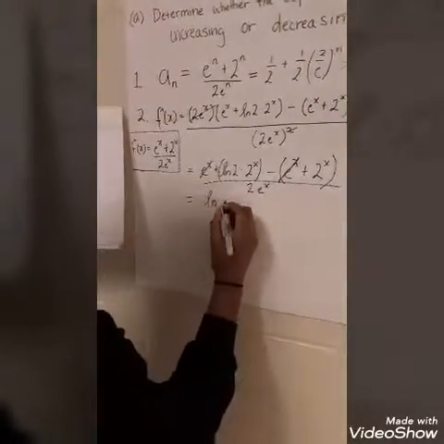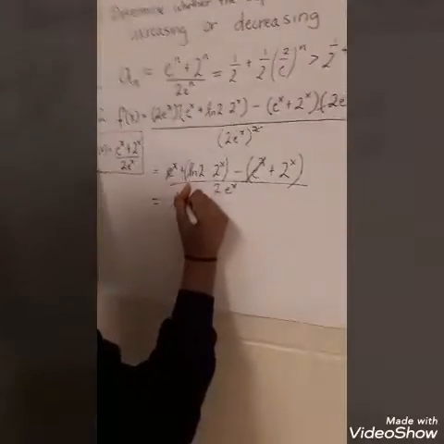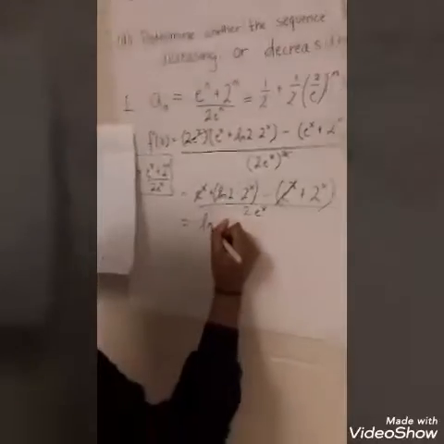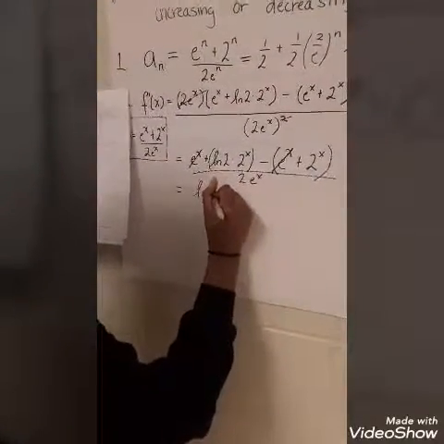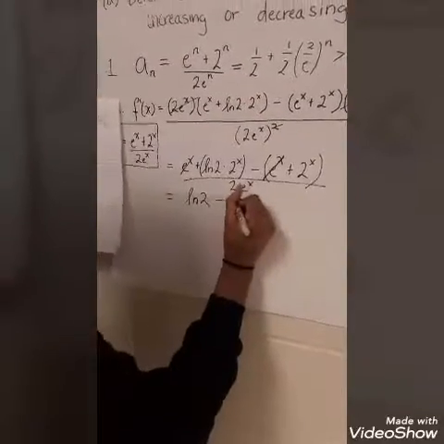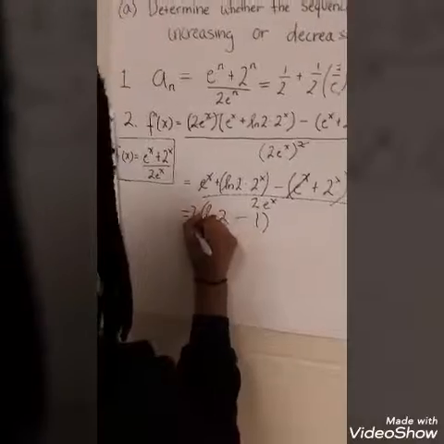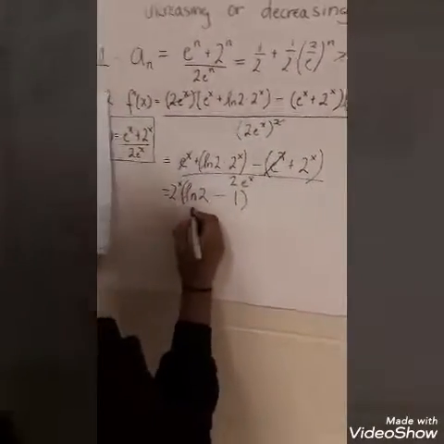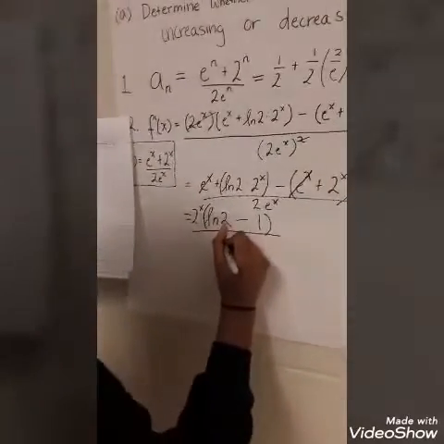We have ln, take the natural log again. What am I doing? Oh yeah. You have ln of 2 minus 1. I factored out the 2 to the x. There we go, over 2 times e to the x.